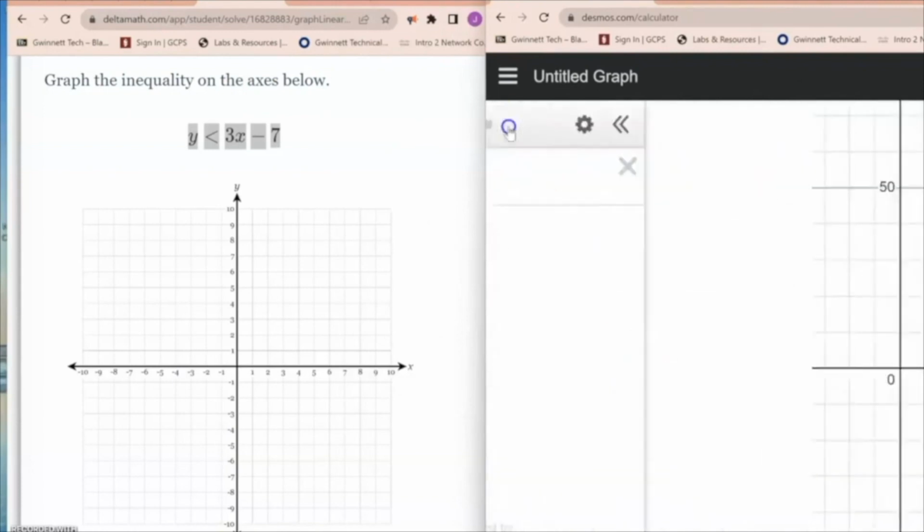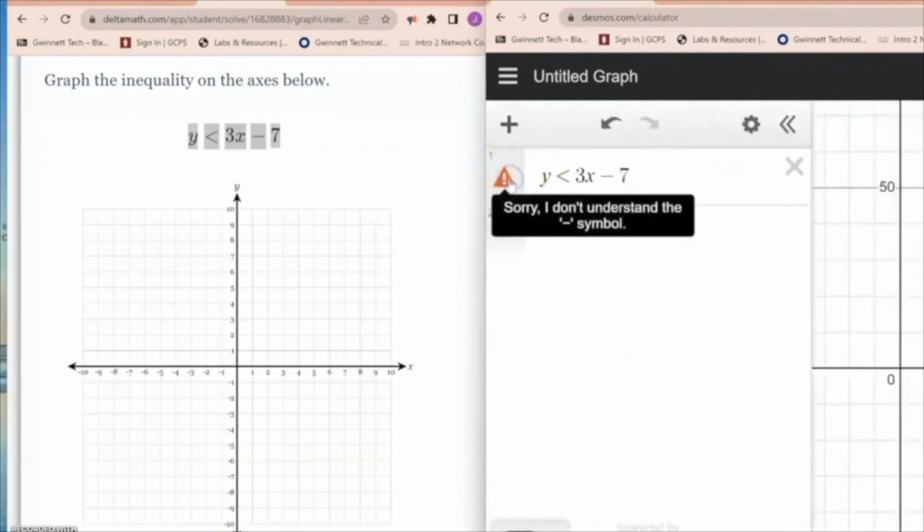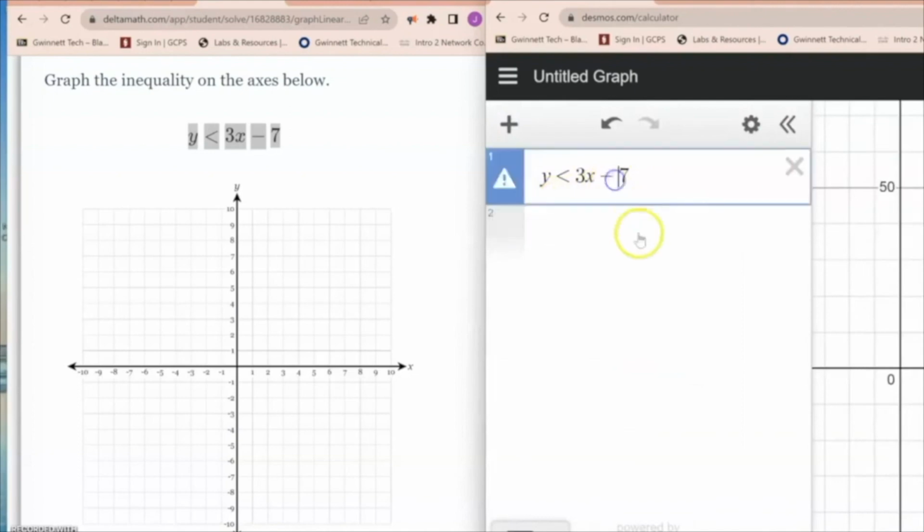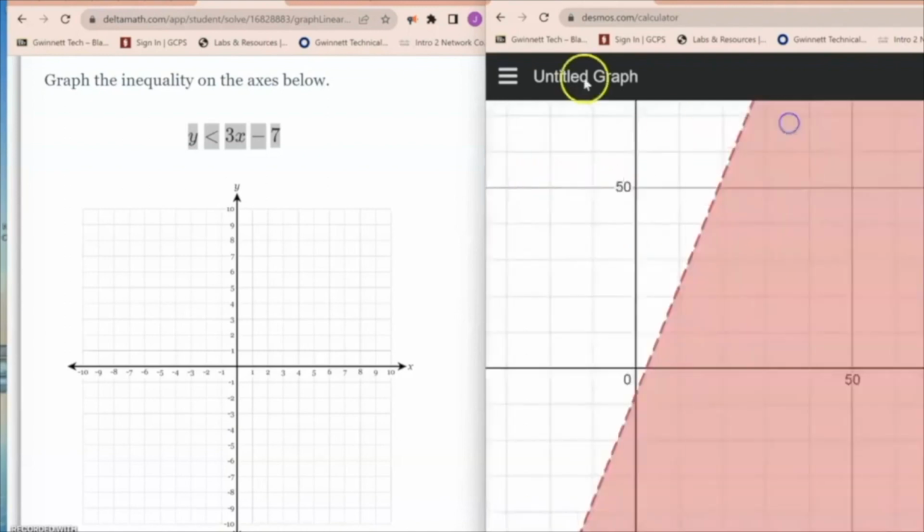Where's the graph? Oh, there's an error. Sorry, I don't understand. Okay, so I guess the symbol is wrong. I guess when you copy it, it's a different symbol. Just delete it and put it on. Now I see a graph.